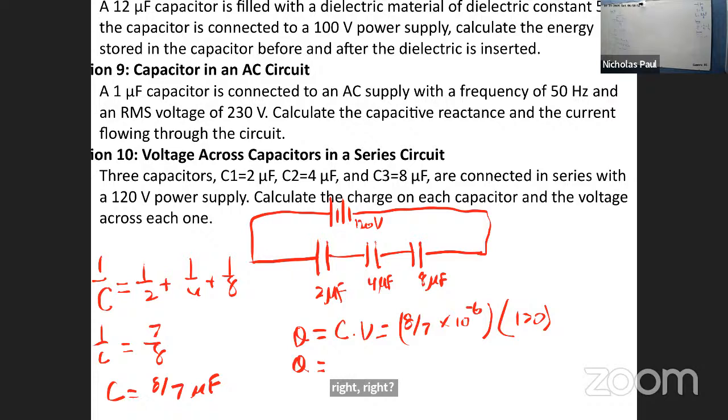What is that? It's 1.37. Anybody else get that? So the charge is 1.372 times 10 to the minus 4.